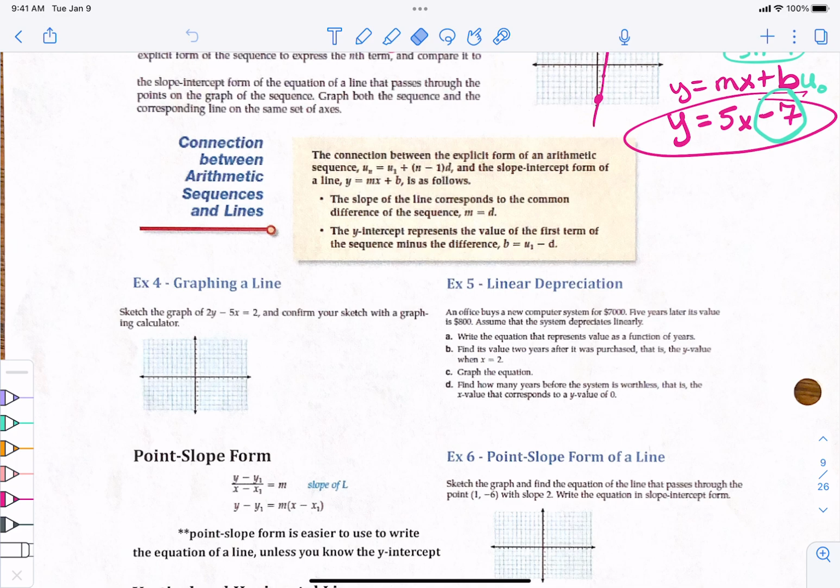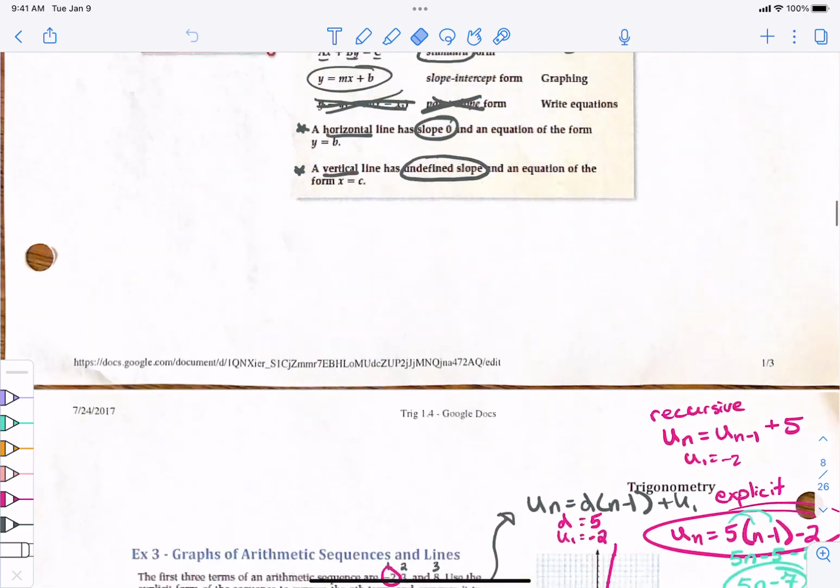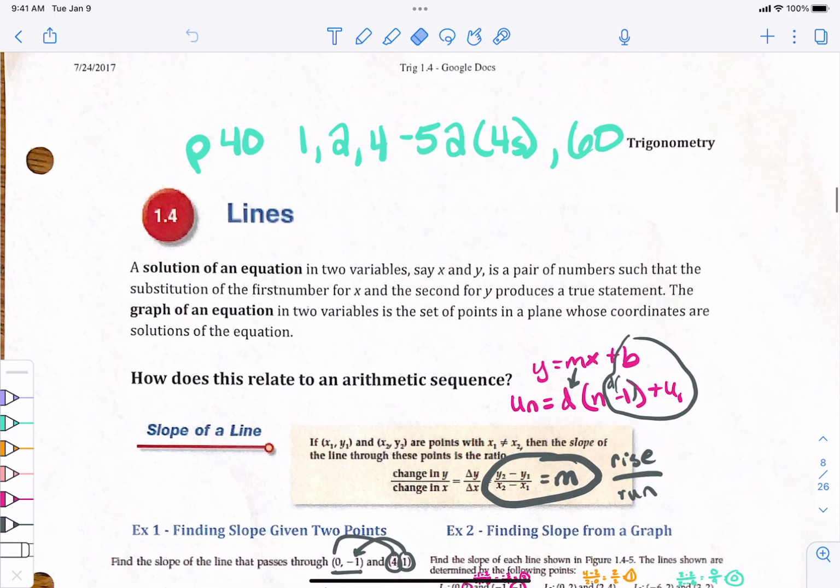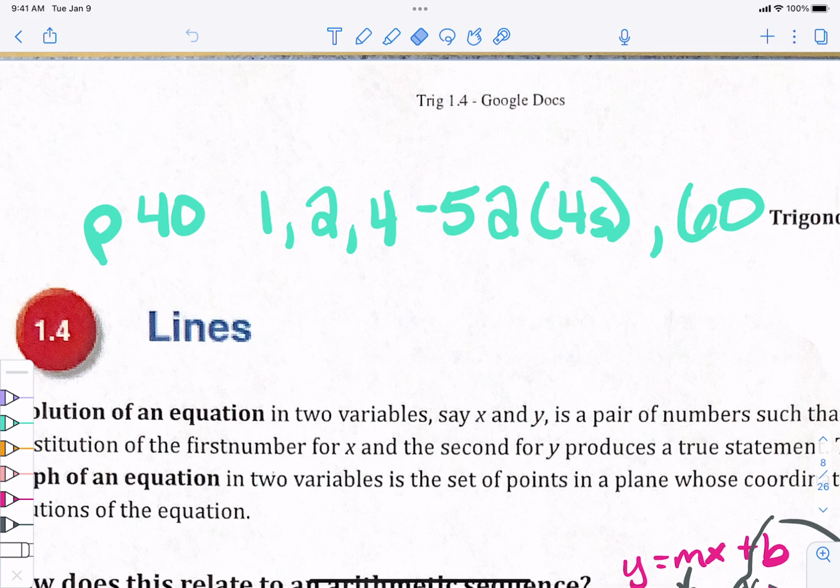This is the second half of the notes for section 1.4. We're doing lines, which is an easy little thing to do. Here is the homework assignment for that. If you have not written it down, please do so. Hurry. Okay? Page 40, 1, 2, 4 through 52 by 4s.